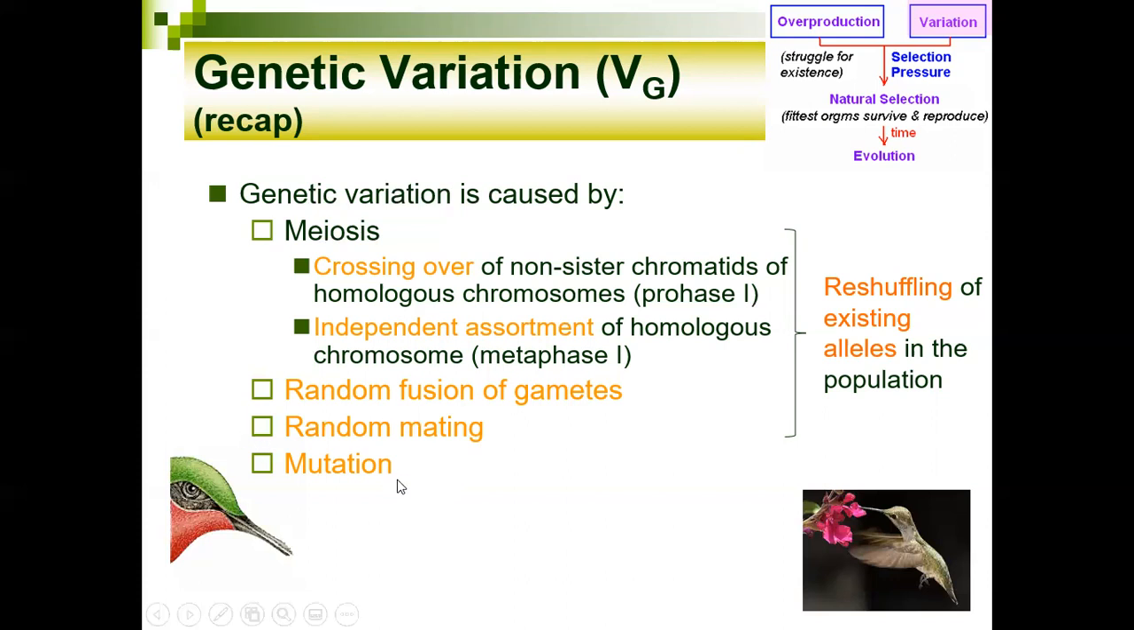Mutation is different. Mutation will give rise to a completely new allele in the population. Originally we don't have one, but because of mutation, some mistakes occur and a new allele appears. There's no reshuffling for mutation. So this one is a revision. Genetic variation comes from here.